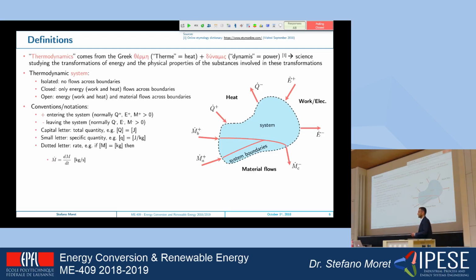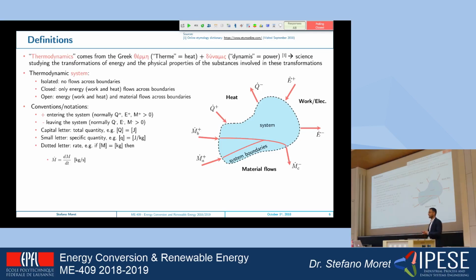There are some conventions that we use. Normally, we indicate with the plus sign quantities that are entering the system and with the minus sign quantities that are leaving the system. We indicate with a capital letter full quantities, while with a small letter we indicate specific quantities, for example, energy per kilogram.